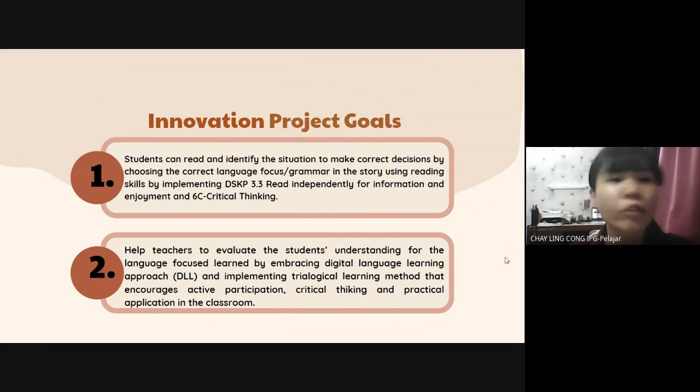So if the teacher plays this game in the classroom by using a projector, they will be actively participating in the classroom. They will read and try to have discussion among their friends to attempt the best or the most accurate answer for that.